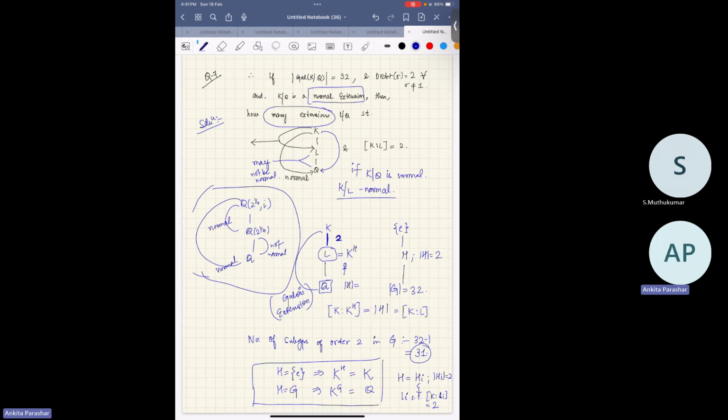Right. So there are 31 many subfields having index 2. And the idea is just how many subgroups of order 2 there are. It's enough. Yeah.